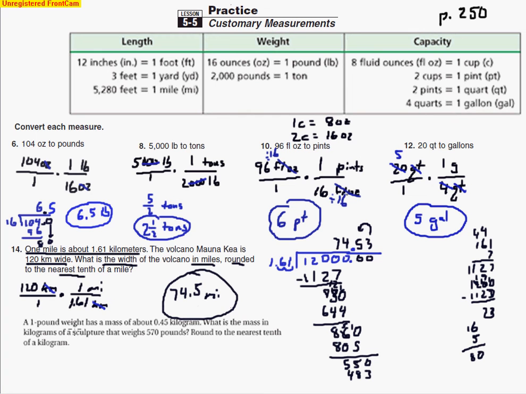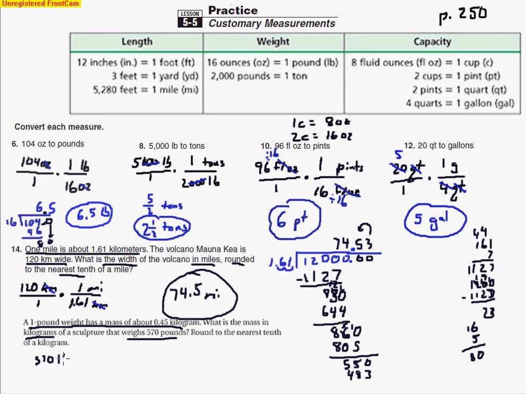1 pound weight has a mass of 0.45 kilograms. This is our conversion factor right here. This is what we're going to end up using. So let's go ahead and set up our problem that asks for what is the mass in kilograms. So they want to know kilograms this time. They have a weight of 570. So let's start with that.